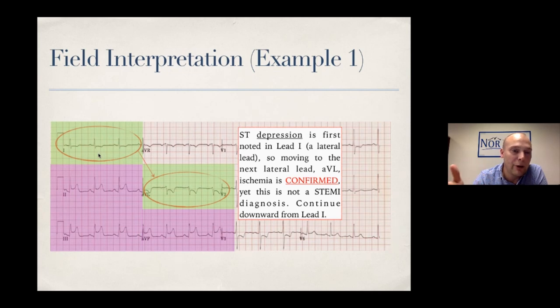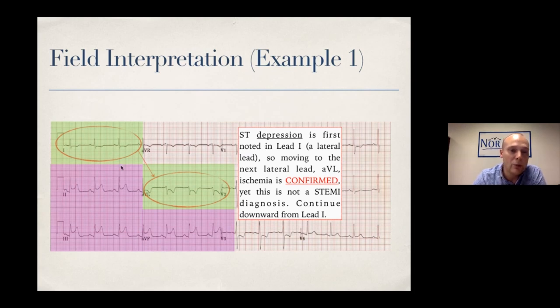The way that I confirm if that's real or not is I look at the next lateral lead. So the next lateral lead, if you remember, is aVL, which is right here. And you guys can see ST depression. There's definitely ST depression there. So that's confirmatory. Two leads have shown you there's ST depression. That could be related to ischemia, or that could be a reciprocal change caused by ST elevation in a different section of the heart. So you're not done yet at that point.